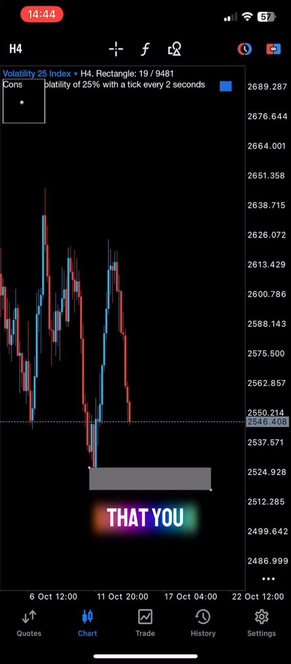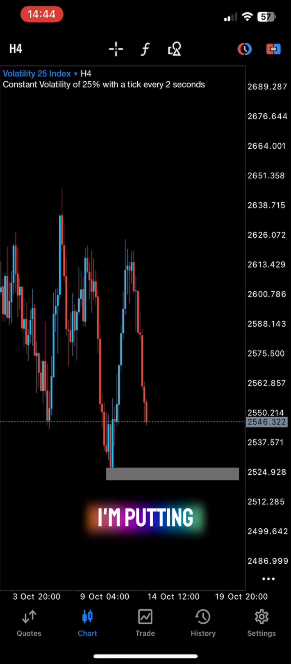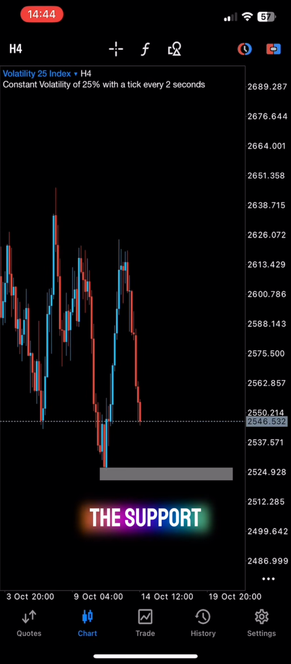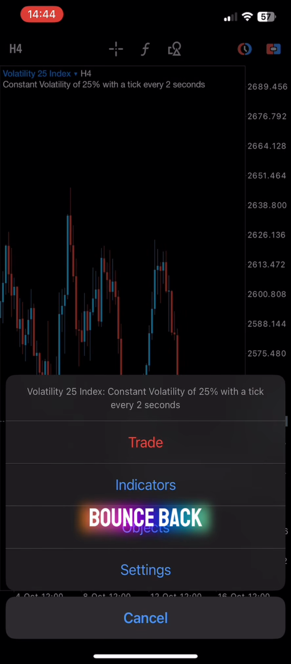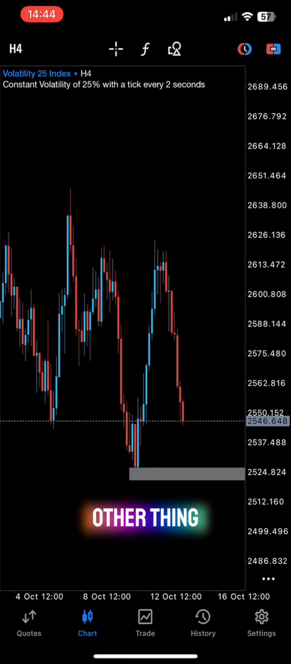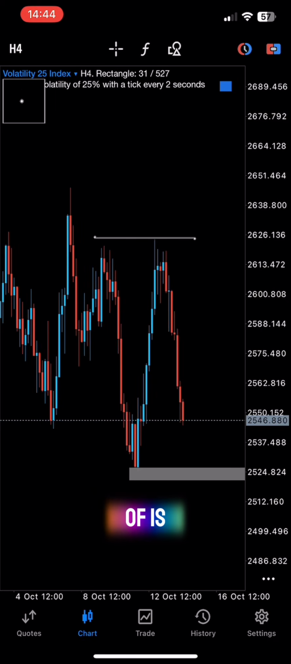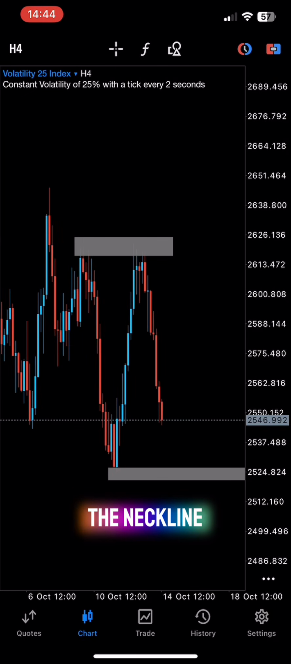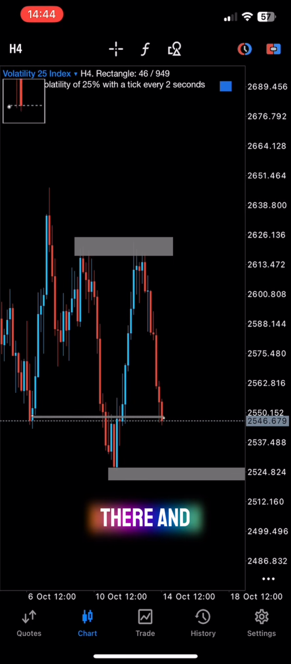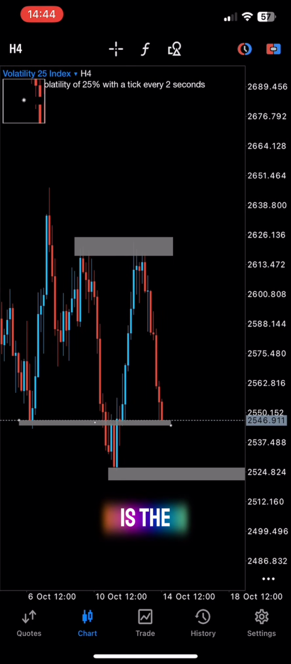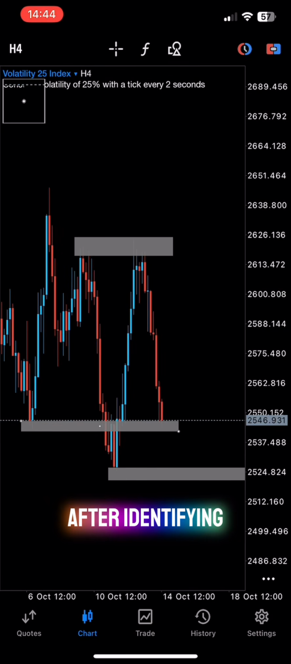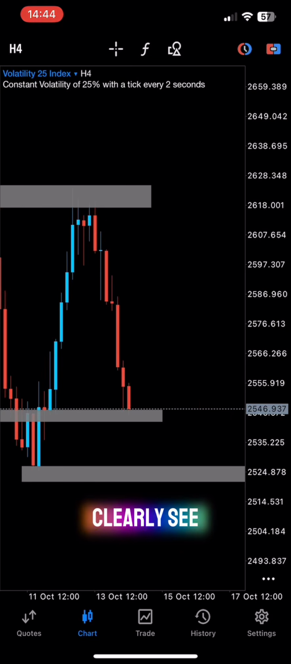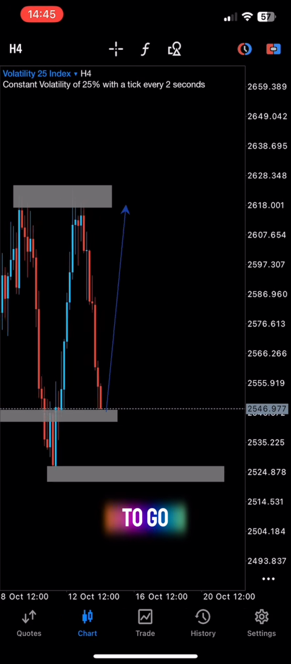So let me draw it so that you can clearly understand. Right now I'm putting an order block that is marking the support, which is always a point where the market can go back and bounce on. The other thing that you need to take note of is the neckline that I've just put the shadow zone over, and the shoulder line, that is the point where the price is currently at. After identifying all those major levels, you can clearly see that this was a head and shoulders, and this pattern is always bound to go back to the top.